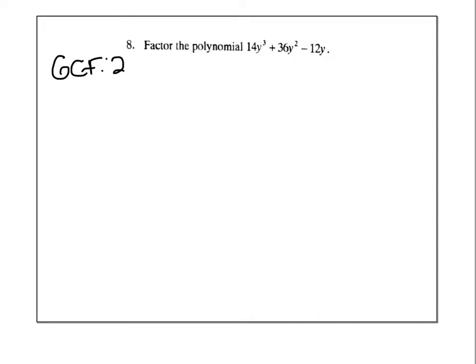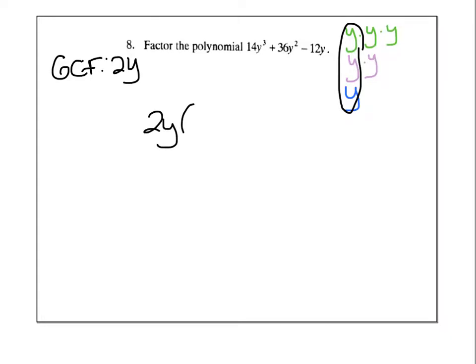Then I look and see if they all have a variable attached. They all do. The 14 has 3 y's, the 36 has 2, and the 12 has 1. So I look at how many they all have in common, which is 1 pair. So the GCF is 2y. That's what we're going to divide each term by. So I write the GCF, and then we start our parenthesis and write what's left.